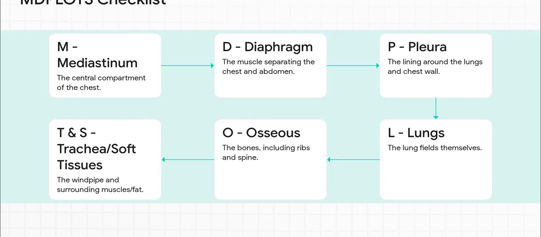And here's one of the most common ones. It's called MDPLTS. Think of it as a guided tour that takes you through the entire image. You start in the middle with M for the mediastinum, then you go down to D, the diaphragm, out to the edges for P, the pleura, then L, the lungs themselves. O is for osseous structures, which is just a fancy word for bones. Then you jump back to T for the trachea, and you finish up with S for all the surrounding soft tissues. It's the full tour, every single time, no exceptions.